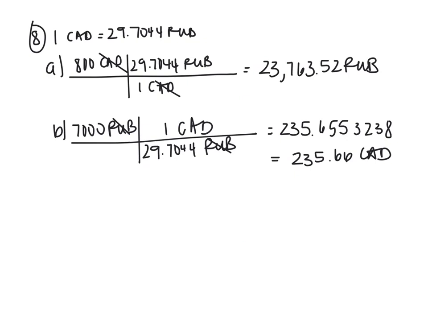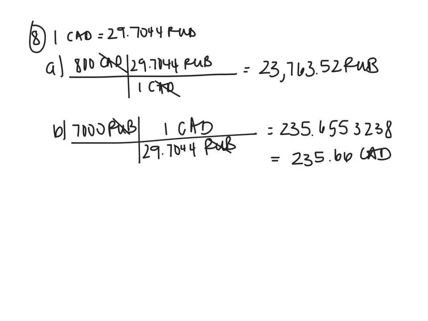The last problem, number 8, is from Chapter 8, the exchanging of currencies. So they tell us that Frederique is traveling from Canada to Moscow, and she wants to change 800 Canadian dollars into rubles, Russian rubles, and the exchange rate is 1 Canadian dollar is 29.7044 Russian rubles. So part A asks how many rubles she receives.